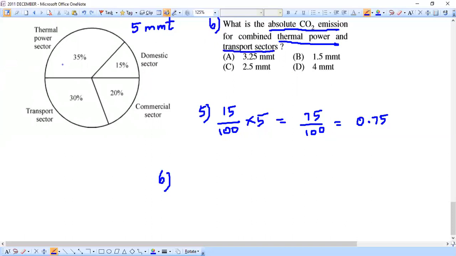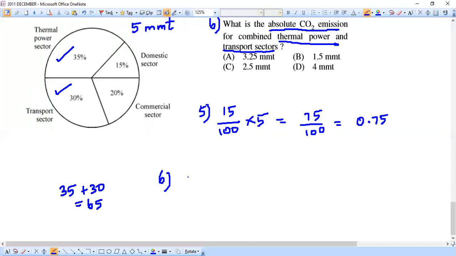Thermal power is 35 and transport is 30. So combined is how much? This is what they're asking. What do you mean by combined? Combined is very simple: this 35 along with this 30, added. Thermal power is 35, transport sector is 30, and they are asking together. So together means we can directly add the values. 35 plus 30 will give us 65.